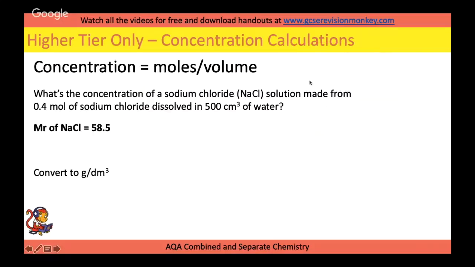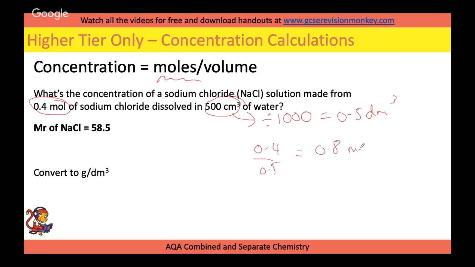Moving on then, same as before, but this time you also have the equation concentration equals moles over volume. So this question says, what's the concentration of sodium chloride solution made from 0.4 moles of sodium chloride dissolved in 500 centimeters cubed of water? Watch out, because it's wanting you to divide by 1,000. This will be your first mark to give you 0.5 decimeters cubed. So then moles over volume would give you 0.4 over 0.5, which is 0.8 moles per decimeters cubed.